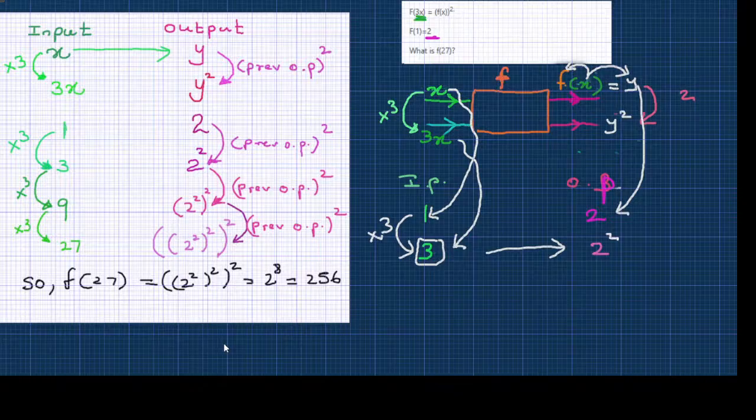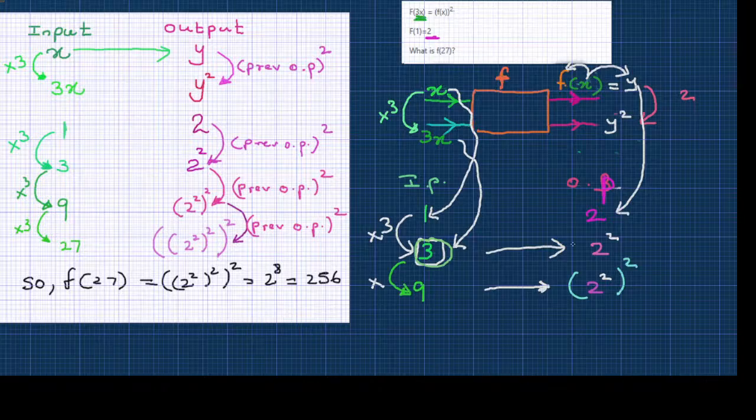Now let me multiply the input column by 3 once again. That's 9. So now what would be the output? Who is playing the role of x now? That's 3. Who is playing the role of 3x? That's 9. So what would be the output? 2 squared. That's from the previous row. 2 squared squared.